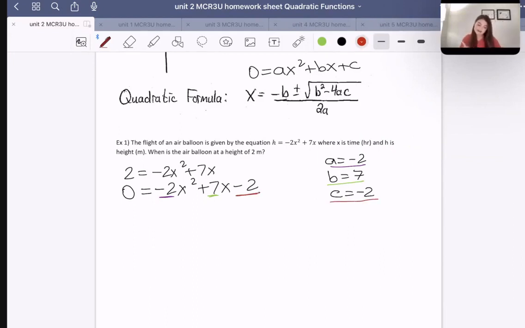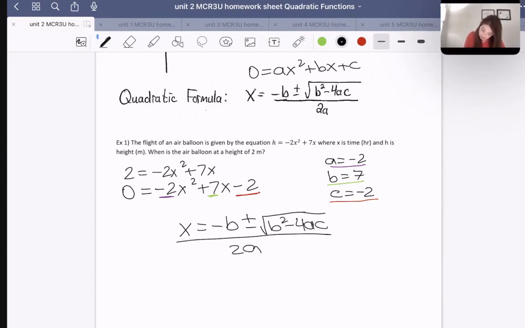So the a, b, and c from the original equation of 0 equals ax squared plus bx plus c lines up with the a, b, and c I'm going to use and then plug into my quadratic equation. So my quadratic formula is x equals negative b plus or minus square root of b squared minus 4ac all over 2a. Like that. And now let's plug it in.